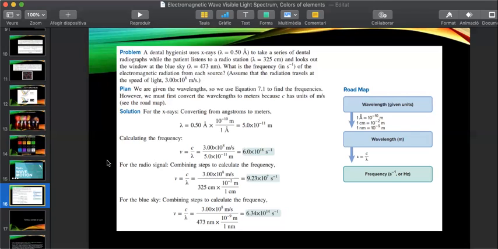First step is the roadmap. You have the wavelength and given units: angstroms, centimeters, nanometers. The first step is to convert angstroms, centimeters, and nanometers to meters. And then use the formula of the speed of light and solve for the frequency. That is the speed of light divided by the wavelength.